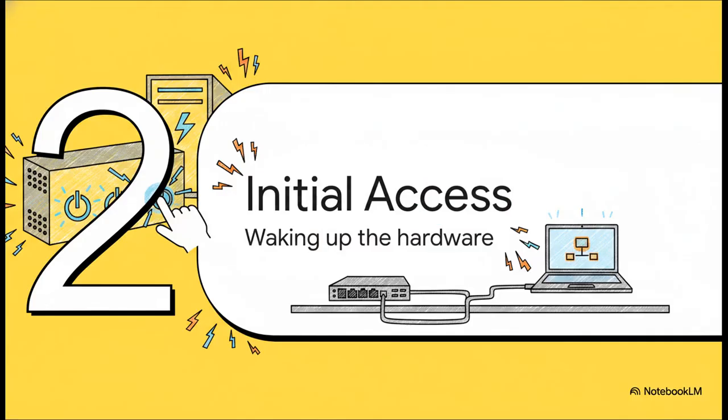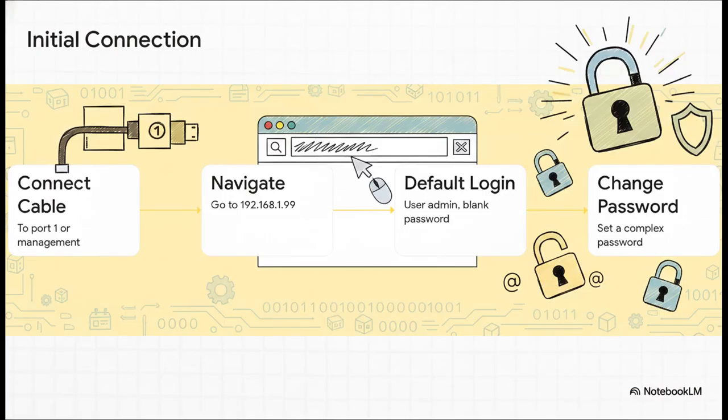Moving on to Section 2, connecting and initial access. It's time to wake up the hardware. Waking up the hardware is straightforward, but it demands some strict discipline right out of the gate. First up, you'll plug your computer into port 1, or the dedicated management interface if you've got a higher-end model. Next, fire up your browser and go to the default IP, which is 192.168.1.99. You'll log in with the username admin and, here's the absolute crucial part, a completely blank password.